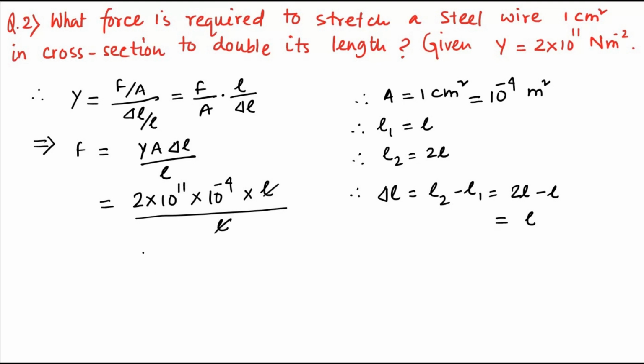So L will be cancelled out with each other, and we'll be getting 2 into 10 to the power 7 Newton. Okay, so this is the answer. So what force is required to stretch a steel wire of 1 centimeter square in cross section to double its length? And the force required is 2 into 10 to the power 7 Newton.